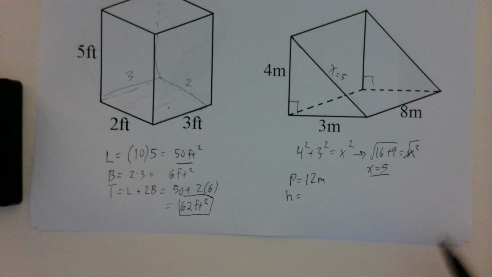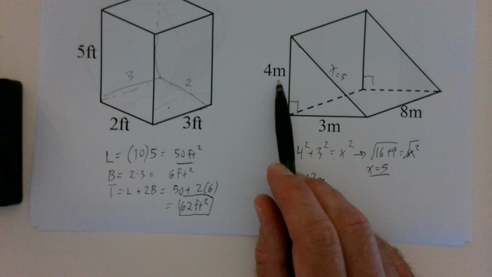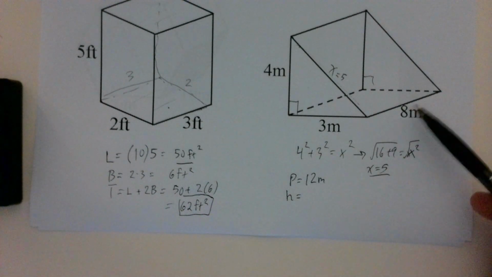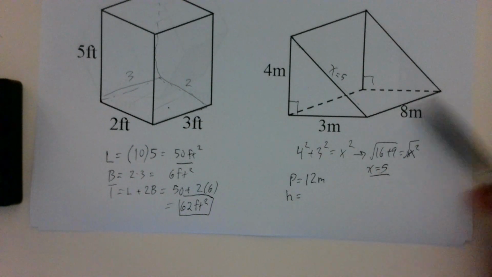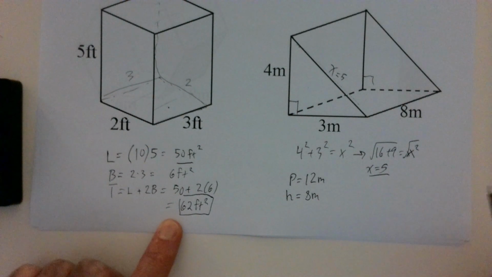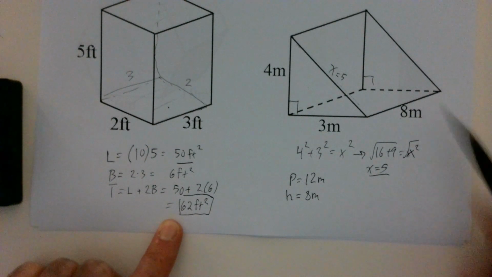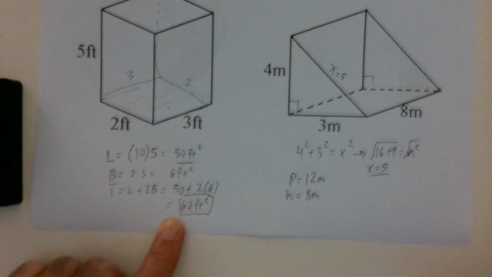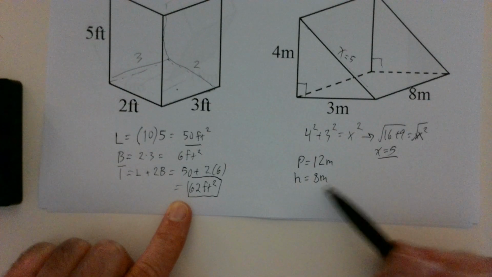Alright, so if you guessed the 4, I'm sorry, but that is the height of the triangle. The height of the prism is the distance between the bases. So here the height is actually 8, because height isn't always up and down for prisms, it's always how far apart are the bases. So height is 8 meters.